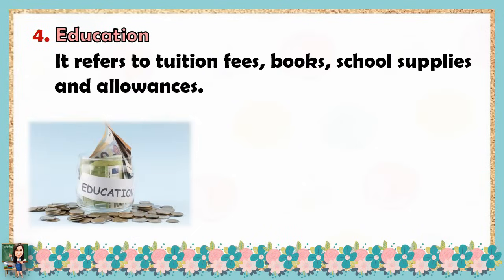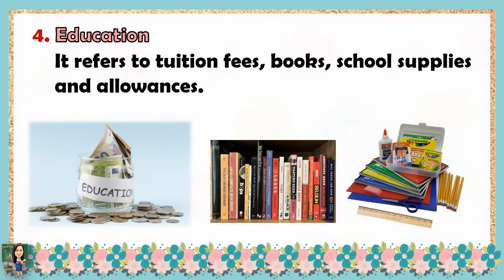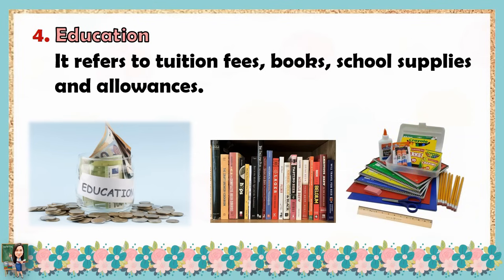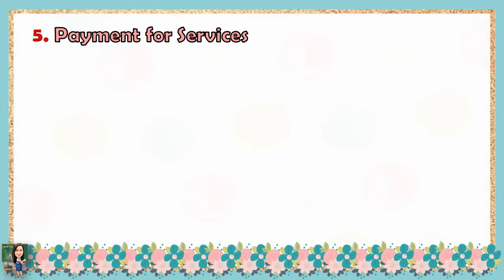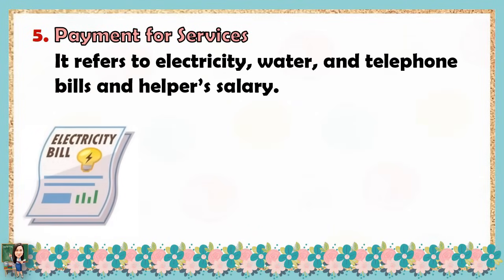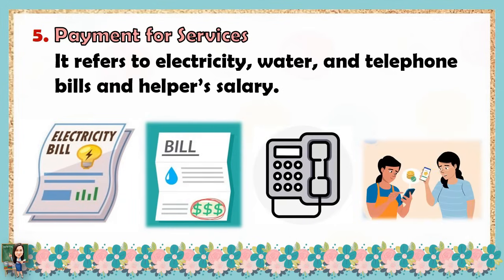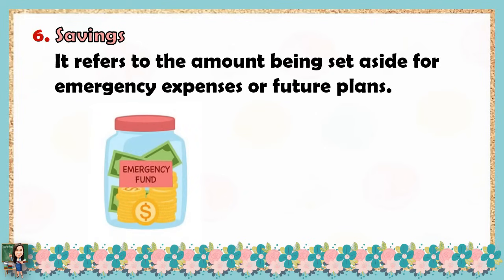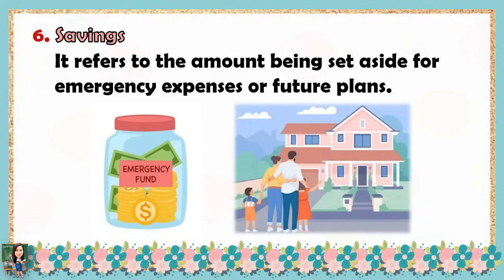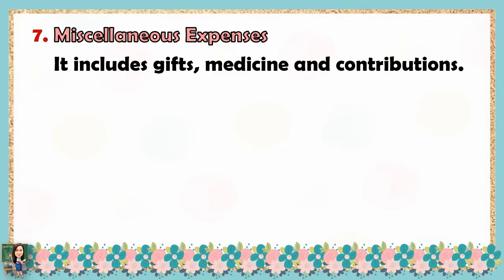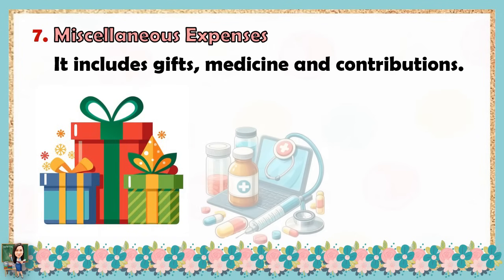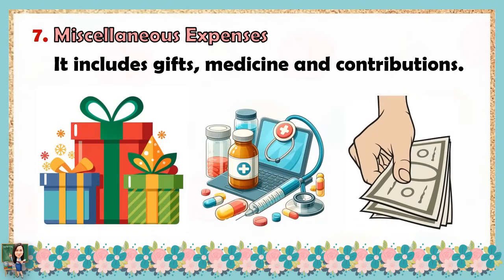Number 4, education. It refers to tuition fees, books, school supplies, and allowances. Number 5, payment for services. It refers to electricity, water, and telephone bills, and helper's salary. Number 6, savings. It refers to the amount being set aside for emergency expenses or future plans. Number 7, miscellaneous expenses. It includes gifts, medicine, and contributions.